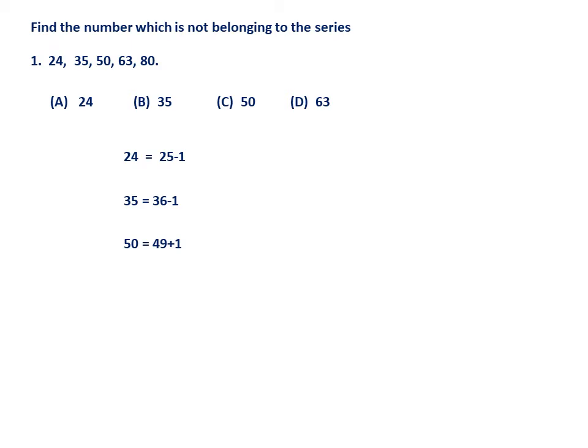Previous both are minus, here it is plus. Now look the next number 63, it is 64 minus 1, once again 8 square minus 1. And the last one 81 minus 1, that is 9 square minus 1. So definitely the answer is 50, that is 49 plus 1. So option is C. Now let us go to the next question.